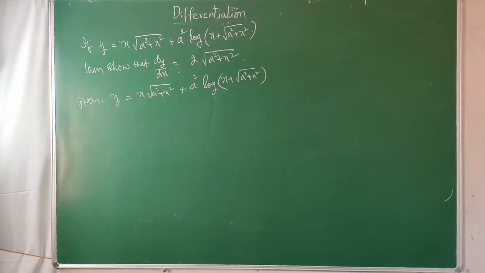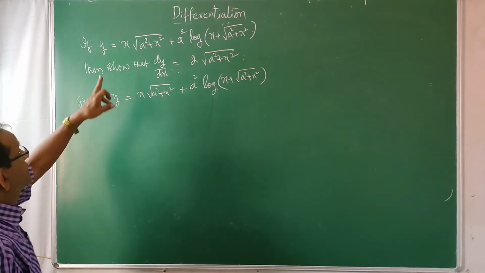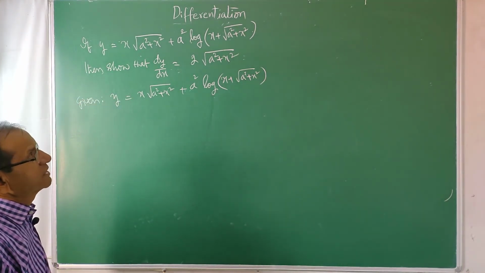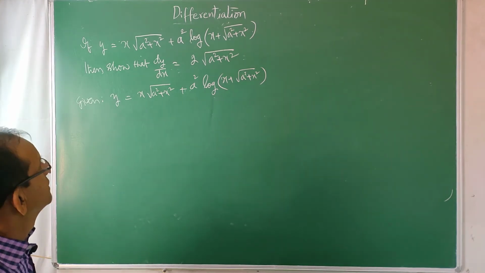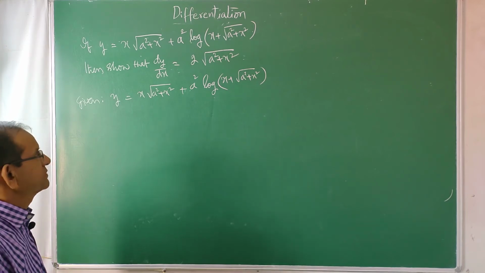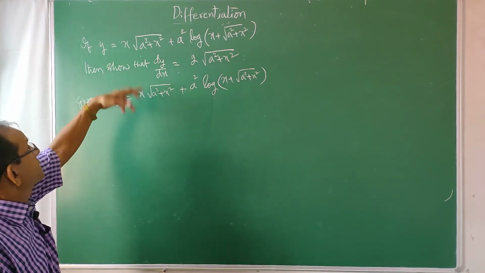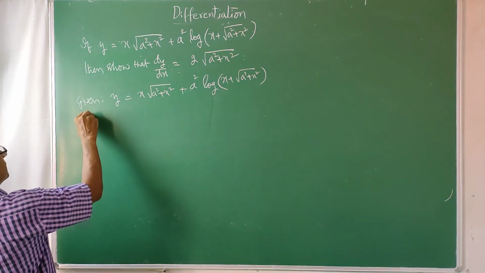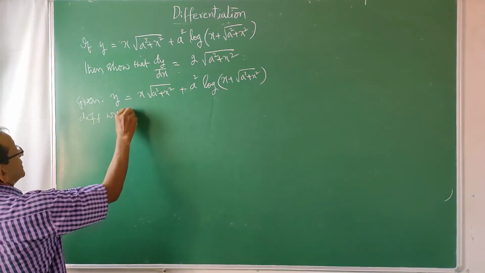Now say this question. y is given as x into root of a square plus x square, plus a square into log of x plus root of a square plus x square. And we have to show that dy by dx is 2 into root of a square plus x square. Now take y as the given thing. Now differentiate with respect to x.